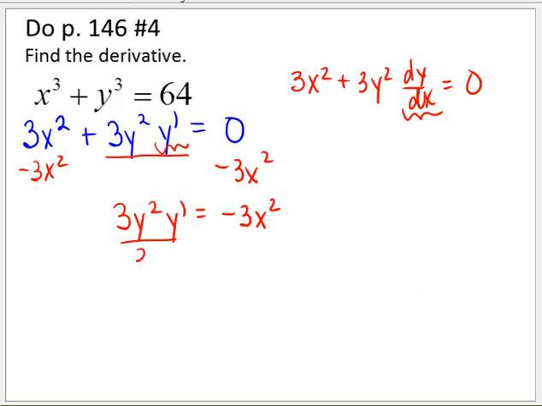So we're going to divide by 3y squared, divide by 3y squared, and I end up getting y prime is equal to, my 3's cancel, I get a negative x squared over y squared. This will allow me to plug in for any point and find the derivative at that point. Remember, derivative means slope of the tangent line to the curve.